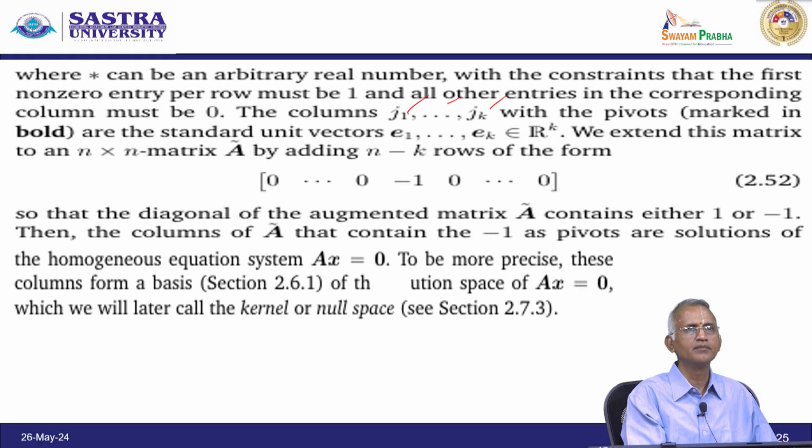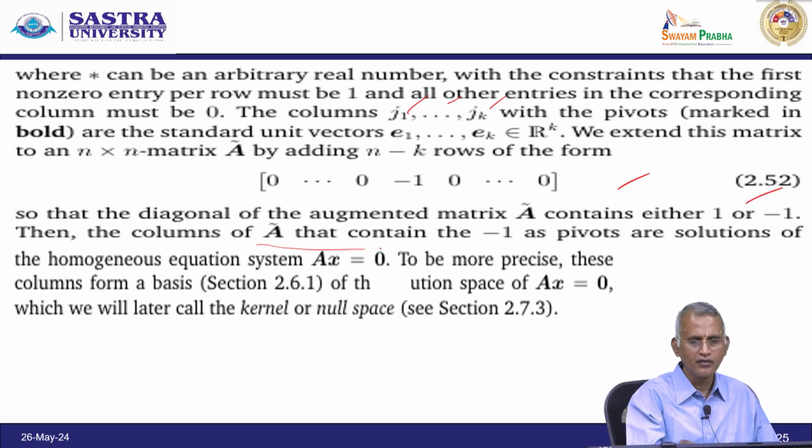So, we extend this matrix to an n cross n matrix A tilde by adding n minus k rows of this form, so that the diagonal of the augmented matrix A tilde contains either 1 or minus 1. Then the columns of A tilde that contain minus 1 as a pivot are the solutions of the homogeneous system of equations Ax equal to 0. To be more precise, these columns form a basis of the solution space of Ax equal to 0, which we will later call the kernel or the null space.